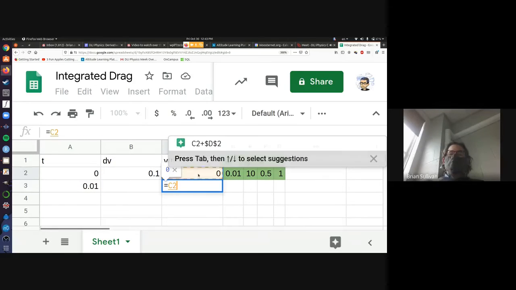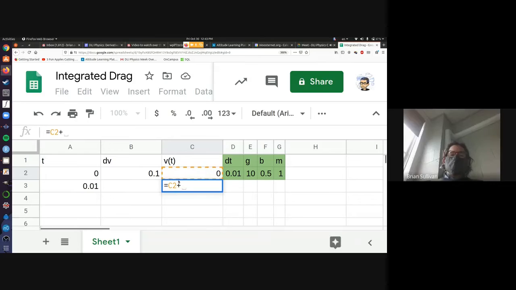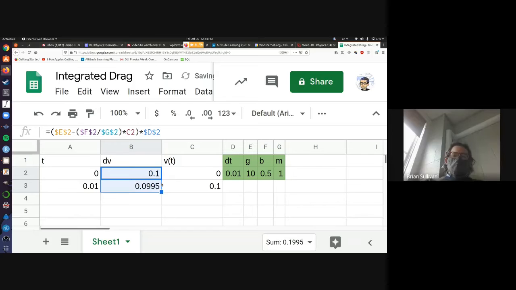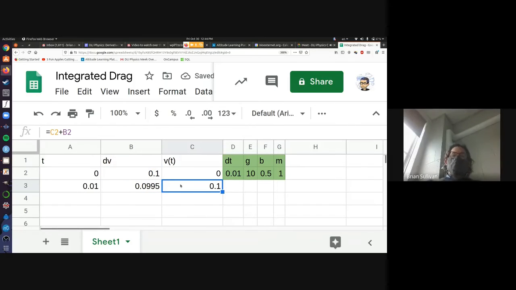Speaking of that, I know what it used to be, plus how much did it change? It changed by the value right there. So the value informed by the previous value of v is my dv, which is my difference in v, how much my v changed. So what do you put for that here? Yeah. Okay. Equals C2 plus B2.